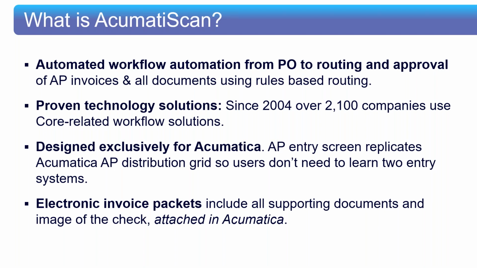AP routing and approval replicates the Acumatica AP distribution grid, so users don't have to learn two entry systems. They can enter their invoices in one place in AcumatiScan, and everything is tied directly back to Acumatica. It also allows for things like electronic invoice packets, where all supporting documents and checks can be attached to the invoice and then viewed automatically in either Acumatica or AcumatiScan.